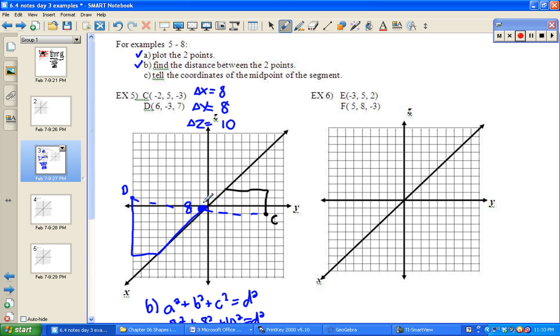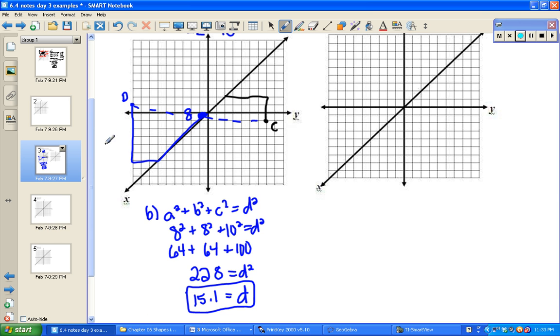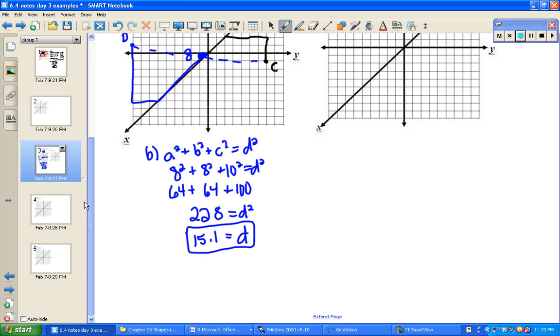Now it looks like it's around 0, 0, 0, but it's not. What we need to do is we need to figure out, well, what is the average of these two? What's the average of these two? And then what's the average of these two? So for the midpoint, we're going to take both of these, -2, 5, -3, and 6, -3, and 7. We're going to average them out. So let's start with the x's. They're -2 and 6.